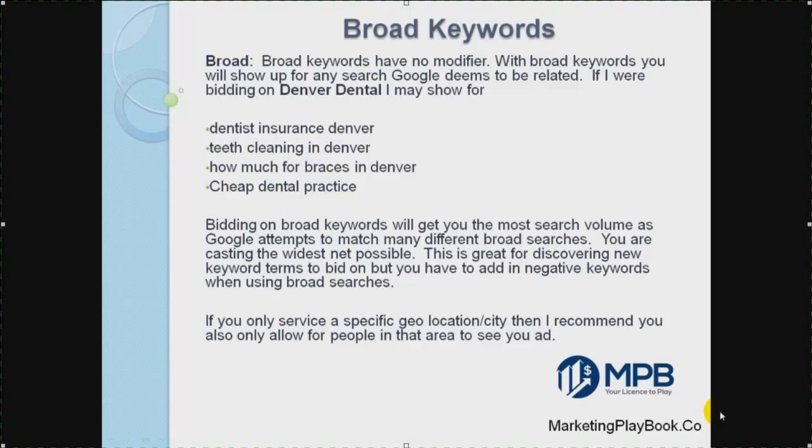Next up, we have broad keywords. And this is a broad keyword. It's just the keyword by itself. So if I was bidding on dental, there's no quotes, there's no brackets, there's no plus signs, there's nothing. You're going to show up anytime these keywords are mentioned. So technically you could show up for dentist insurance Denver or dental insurance Denver, teeth cleaning in Denver. It's possible to show up for it because it's broad. Google's going to say, well, this could match it, so we're going to show it.